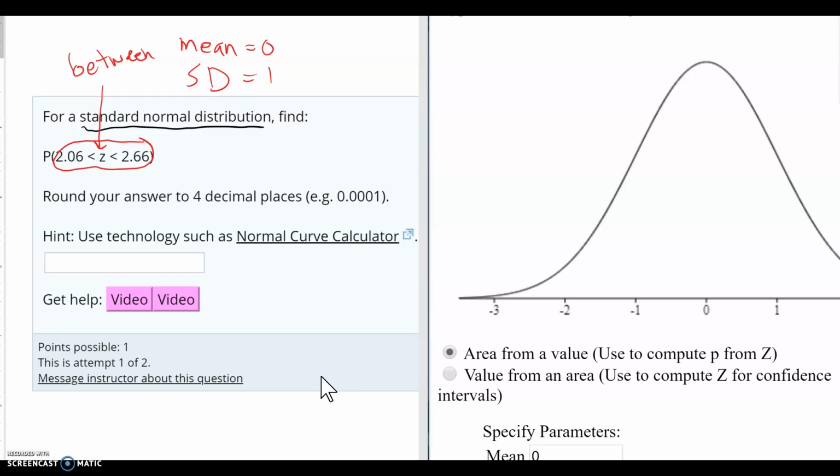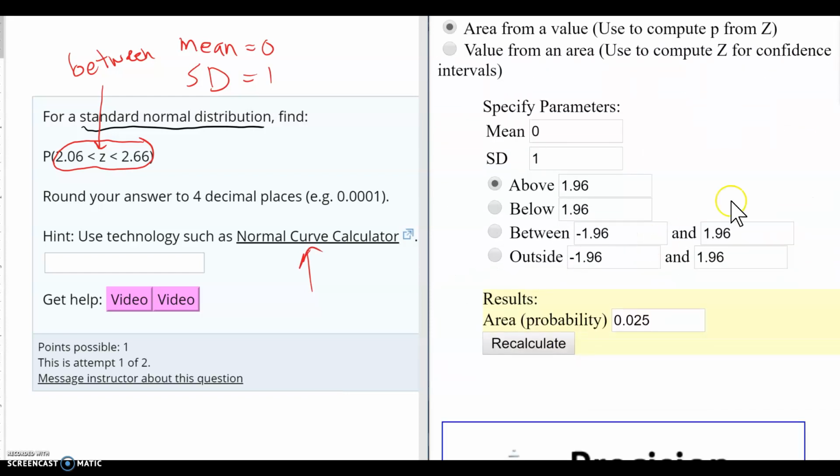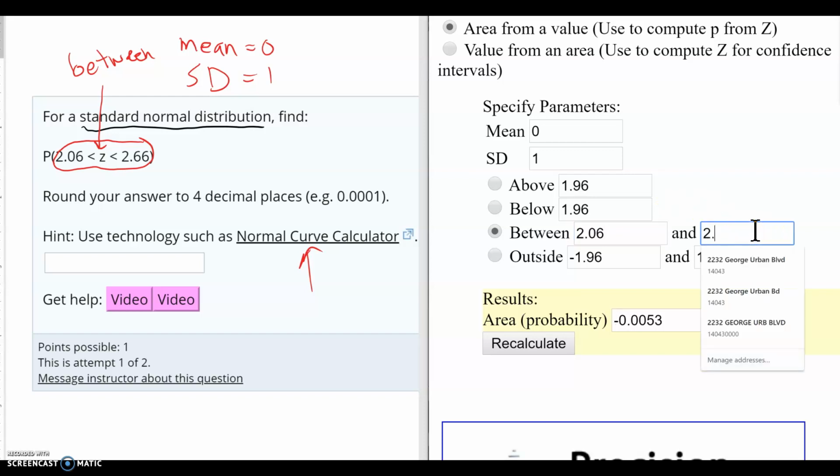So on my website, I got to go here to the calculator, and over here to the calculator on the right, let me get to the answer. I got to go between the two numbers. So make sure you click this button here, and let me update this to be 2.06 and 2.66. All right, and when you have that range in there, you can just hit recalculate or hit enter after your number. Let me do recalculate, doesn't matter, I get the same number.